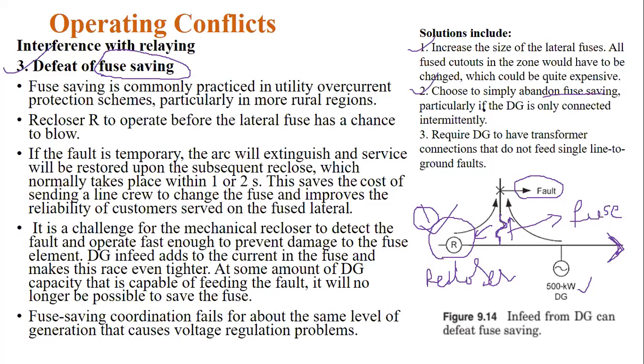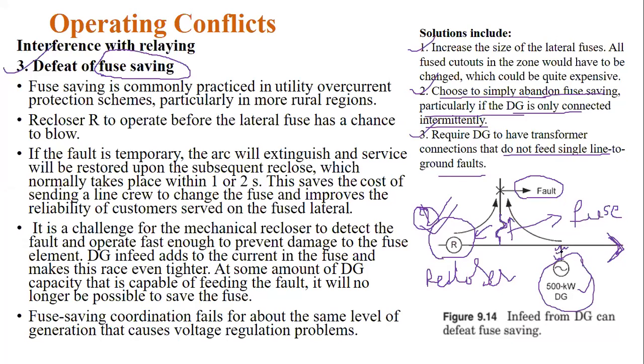Second point: choose to simply abandon fuse saving, particularly if the fuse is not protecting intermediate sections. So we can assume this as a second case, where before melting or defeat of this fuse, the recloser is open. Then what is the third one? To use some transformer to connect this DG. Here, this requires the DG to have transformer connections that do not feed single line to ground faults.